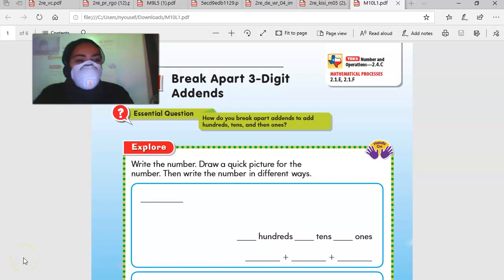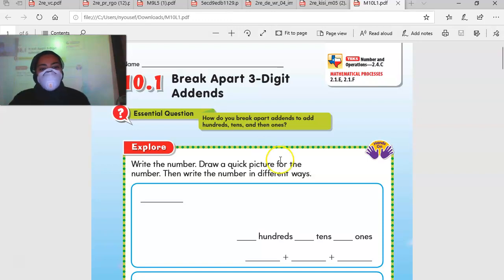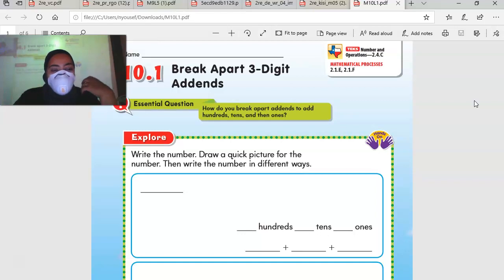Okay, here is your Go Math 10.1 lesson. We are discussing breaking apart three-digit addends. So digit, oh, what's a digit? Any number. One number, any number, 0 through 9. Very good. So we are adding three-digit numbers or breaking apart three-digit numbers in this unit.